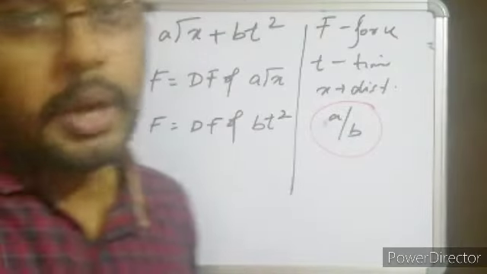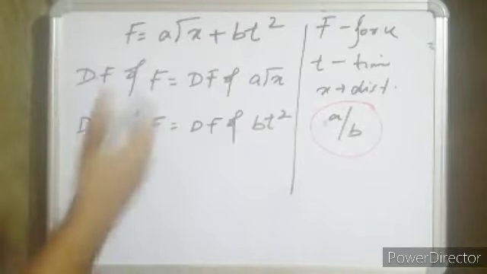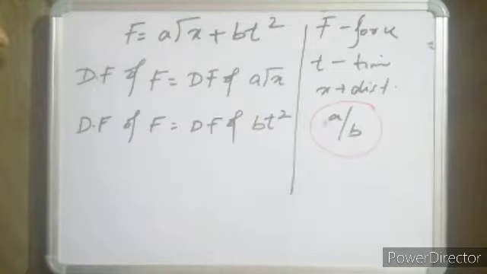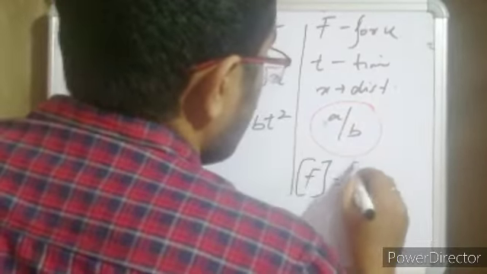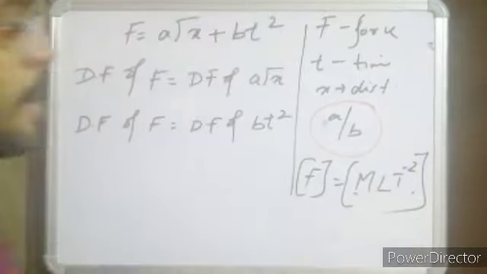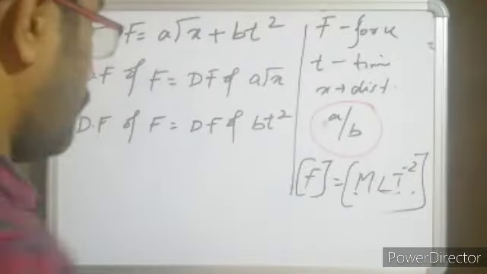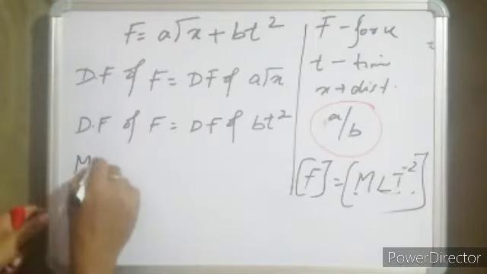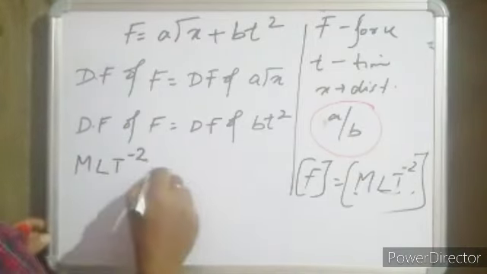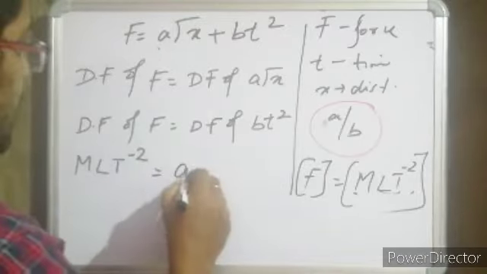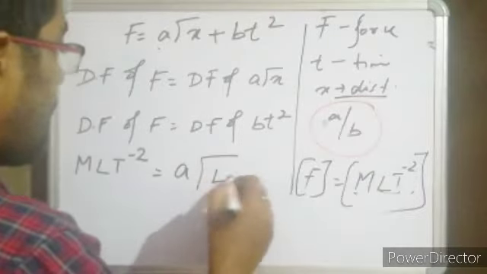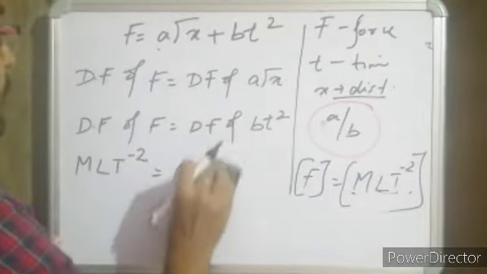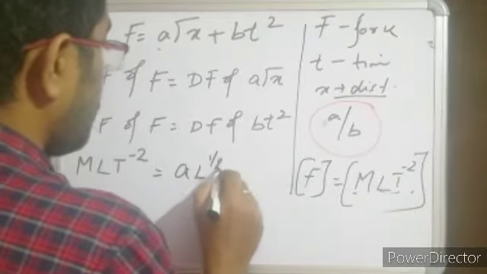If it would have been multiplication, you can't apply the same here. So the dimensional formula of A root X is equal to the dimensional formula of force. You know the dimensional formula of force is M L T raised to minus 2, from F is equal to ma, acceleration T raised to minus 2. So M L T raised to minus 2 is equal to A, which we need to find, times root X. X is distance, so root L, or I can write it as L to the power 1 by 2.